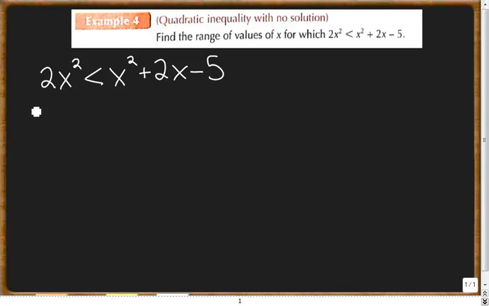So we want everything on one side and 0 on the other. Because I like my x squared term to be positive, I'm going to move everything on the right side over to the left. So when I move the x squared over, I'm going to end up with a single x squared. So I subtract it from both sides. The 2x will become negative 2x, and the negative 5 will become positive 5. And so when is this less than 0?